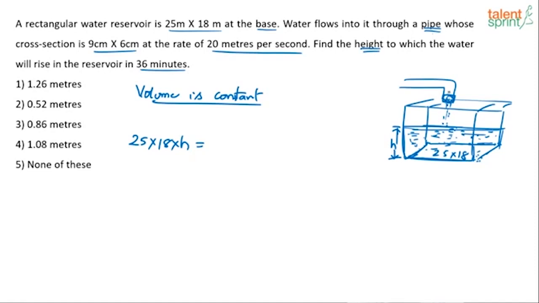Now this is a rectangular pipe where the cross section is 9 by 6. Meaning this is 9 centimeter by 6 centimeter pipe. This is 9 centimeter. This is 6 centimeter. Now what will be the volume of water here? See, it's simple. The area of this cross section multiplied by the rate at which it is filling the water. So it will be 9 centimeter by 6 centimeter into 20 meters per second. It is filling at the rate of 20 meters per second. For how many minutes? For 36 minutes.